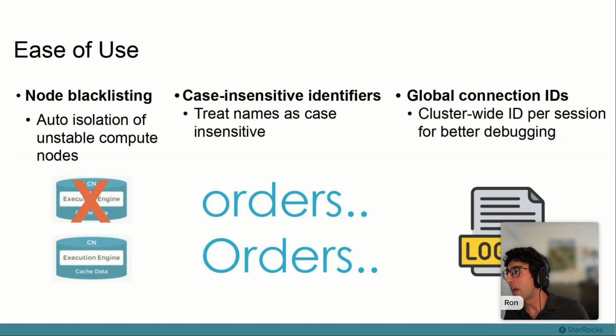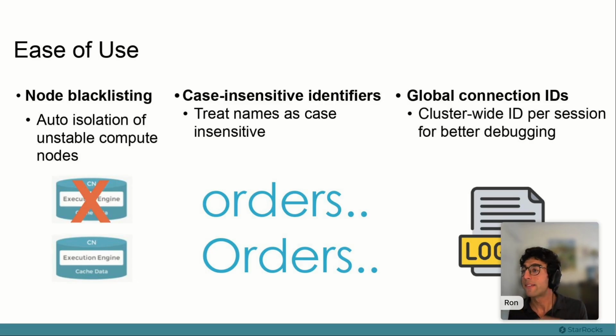Some other features that we've added, some bells and whistles, more for quality of life and ease of use. First one is node blacklisting. So you can automatically isolate a lot of the compute nodes that may be unstable. Let's say there's a lot of queries surging through one of them for some reason, maybe based on your resource group setting or your warehouse setting. You can avoid using some of these and isolate them out with some commands. So the scheduler avoids using these compute nodes. Of course, even though they're stateless, there may be situations where you may want to isolate these compute nodes out anyways.